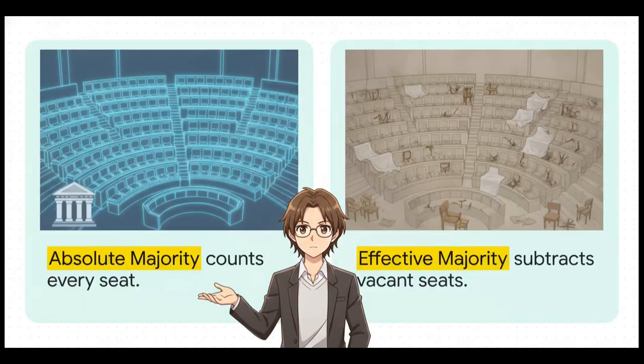Just to make absolutely sure we've got this down, because it can be tricky. Absolute majority counts every single seat on the blueprint, completely ignoring reality. Effective majority adjusts to reality by subtracting those permanently vacant seats first before finding that halfway point. Keep this locked in your mind, because we are heading into the high-stakes rules right now.